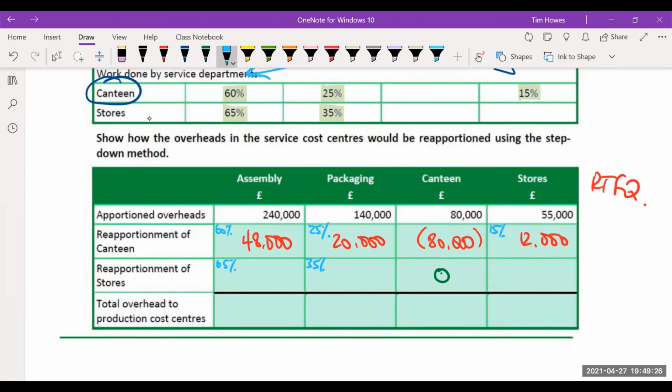Now, be careful, because you're not taking the 55 away. You're not taking 12 away. You're taking 67 out of the stores. There is now 67 after the first reapportionment. So it's 65% of the 67 that's in the stores.